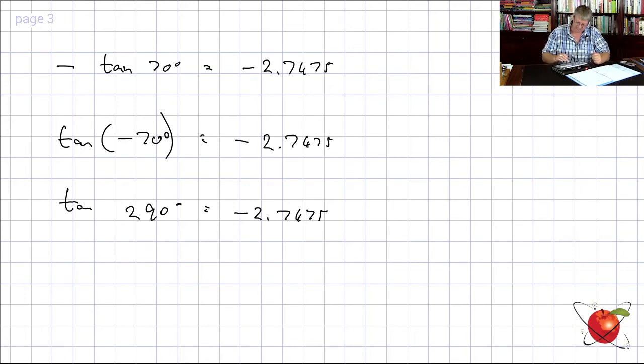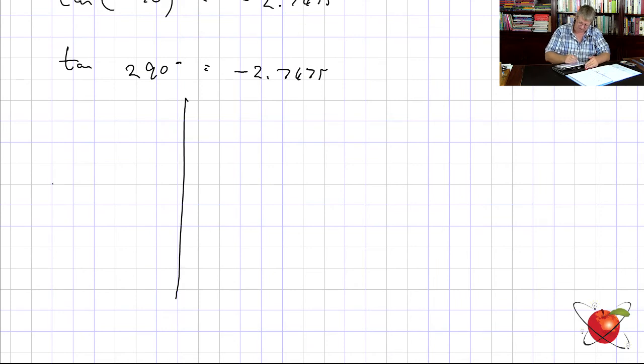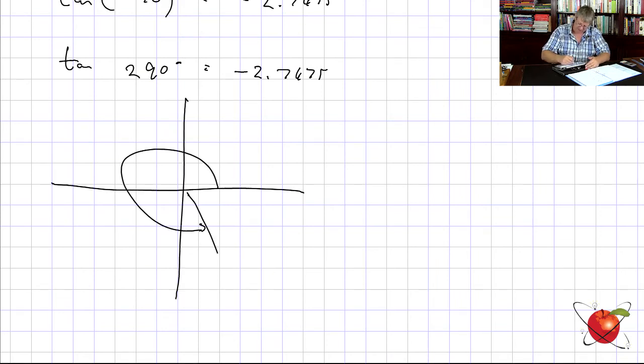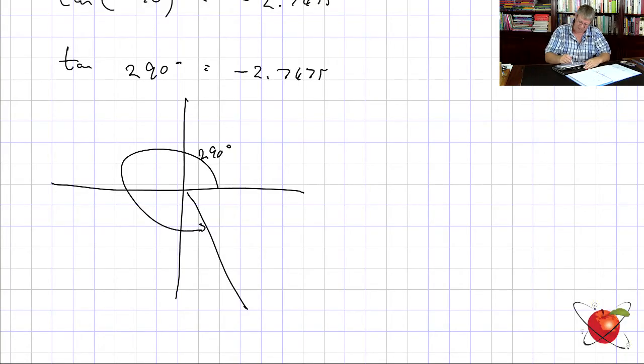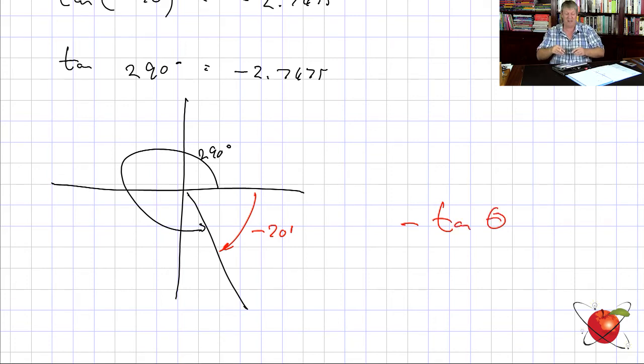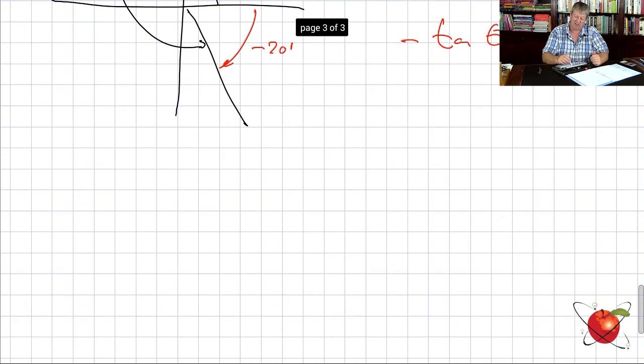Why? Because it's the same angle, isn't it? Let's just draw a line of 290 degrees. Remember I said you take your protractor, the big circle one, and go all the way around to 290. There it is. The other way I could have done it is to draw an angle at minus 70 degrees there, and work out the tan. The other thing would be to apply the reduction formula, which gives me minus tan of an acute angle. They are all the same angle. All we've done is calculate the tangent of exactly the same angle.